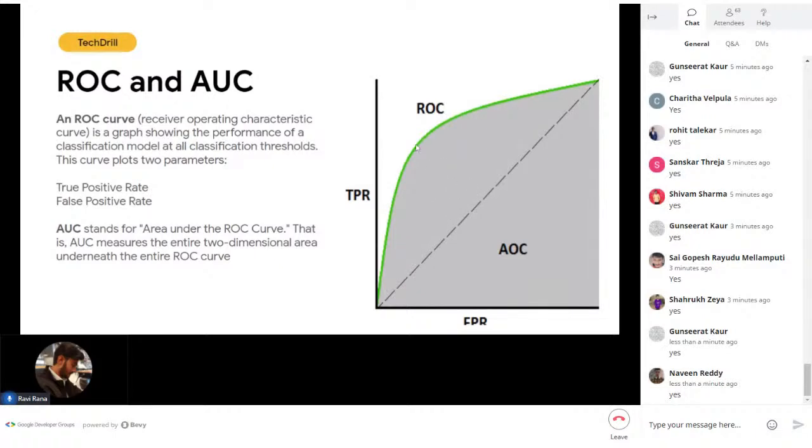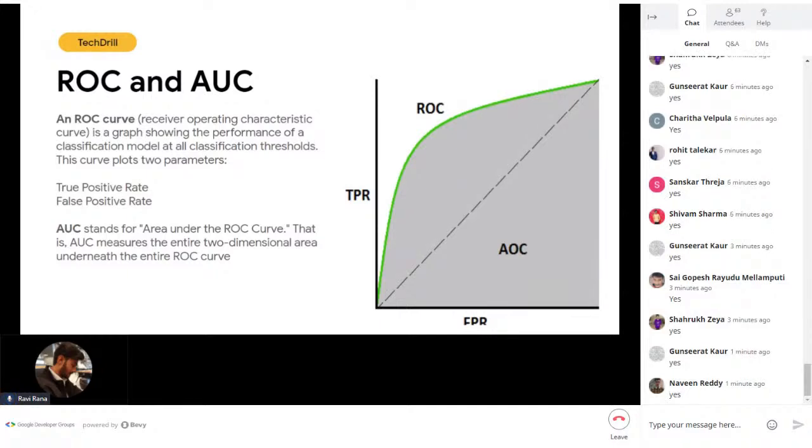So to summarize what we have learned till now: we make a curve for the true positive rate and the false positive rate, and the area under that curve is called the AUC, or area under the curve. The higher the value of AUC, the better your machine learning model is, and the better your classification model is performing. So are ROC and AUC clear?